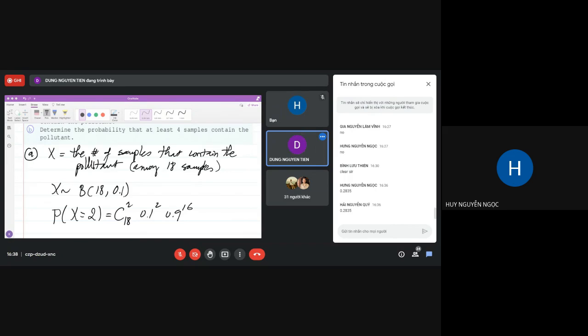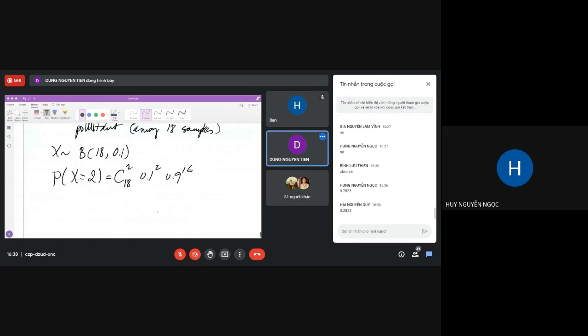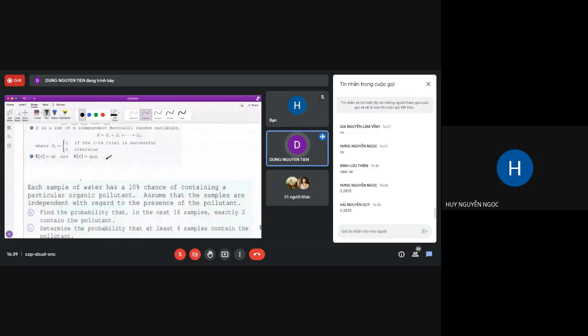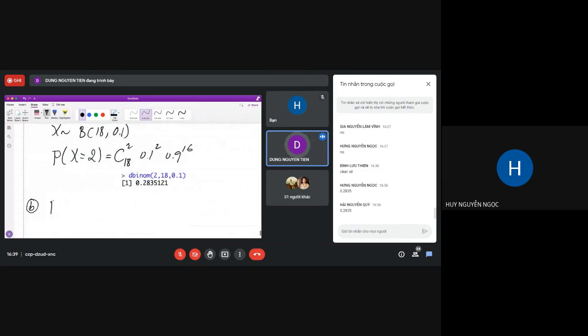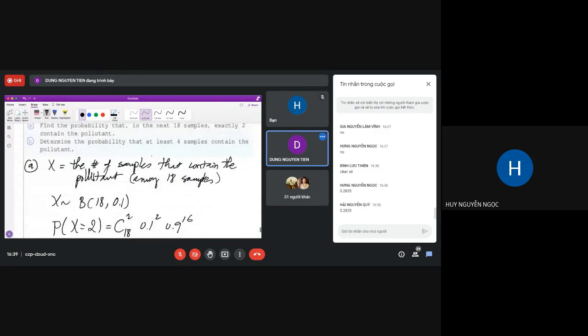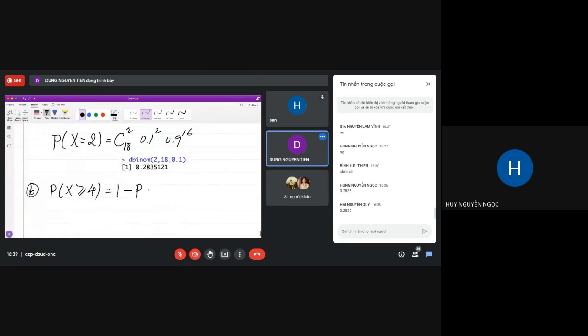And the answer would be 0.2835. Okay. For the next example, for question B, you want to find the probability that at least 4 samples contain the pollutants. Question B would be the probability that X is at least 4. So you get 1 minus the probability that X is less than or equal to 3.